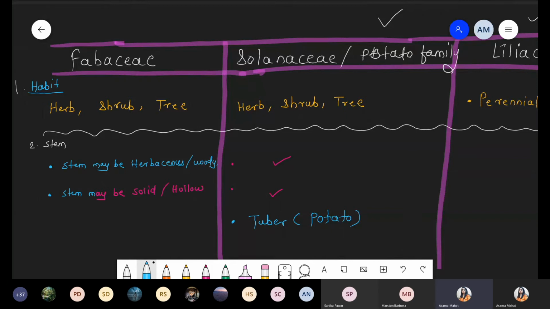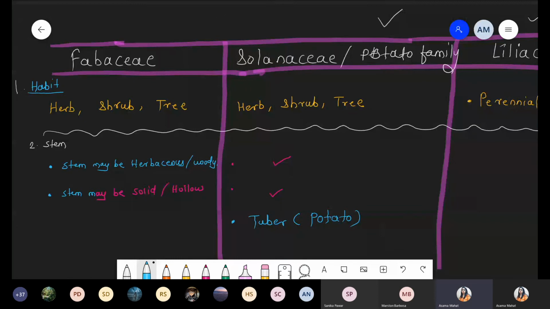So stem part, the first 2 points are similar to Fabaceae. Stem may be herbaceous, stem may be woody. Stem may be solid or may be hollow. But the third point, which is included specifically in the Solanaceae family, is the presence of tuber. When we see the morphology chapter, we discuss the modification of stem: underground stem, subaerial stem, aerial stem. At that time we discuss the tuber.